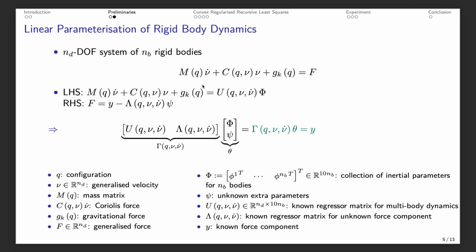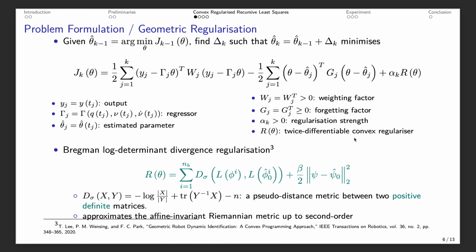For our purpose, here we consider a mechanical system dynamics that can be presented in generalized coordinates. By collecting the inertial parameters and some unknown extra force model parameters like friction coefficients into a single vector theta, the multibody system dynamics can be rearranged into a linear parametric form which is suitable for regression tasks. Let us formulate the problem to be solved at each time step k.